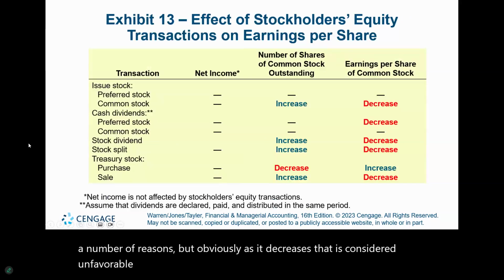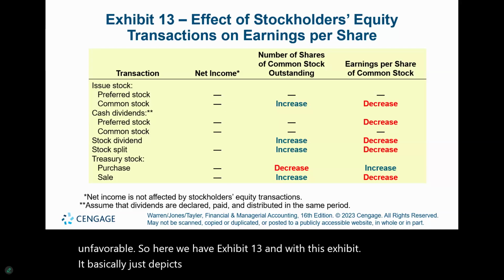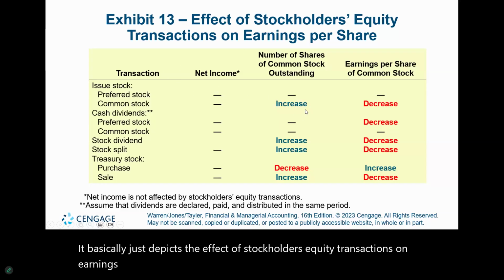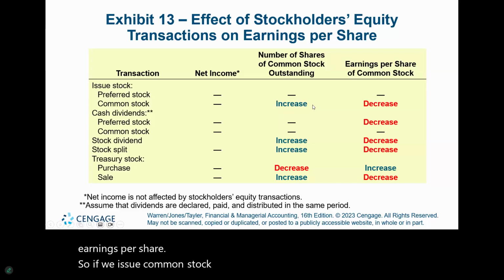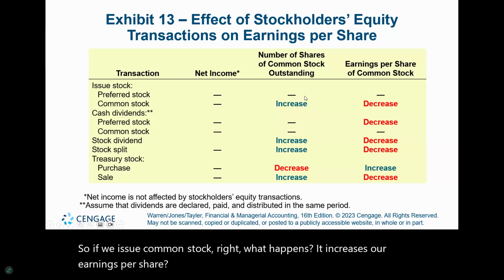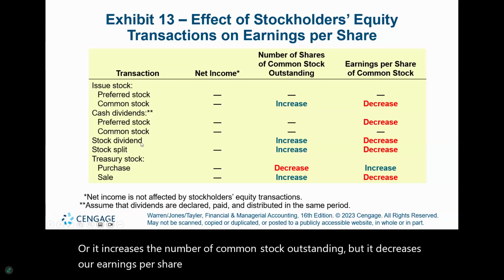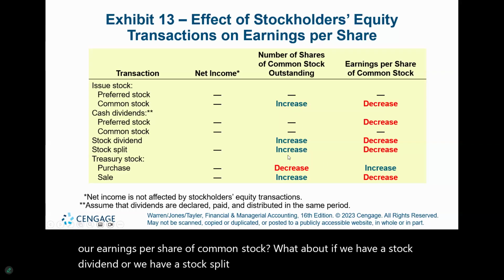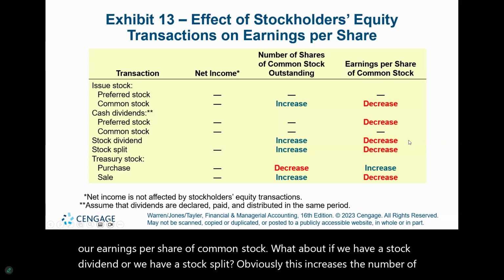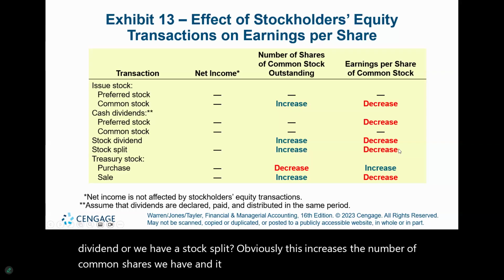So here we have exhibit 13, and this exhibit basically just depicts the effect of stockholders' equity transactions on earnings per share. If we issue common stock, right, what happens? It increases the number of common stock outstanding, but it decreases our earnings per share of common stock. What about if we have a stock dividend or a stock split? Obviously, this increases the number of common shares we have, and it ultimately decreases our earnings per share.